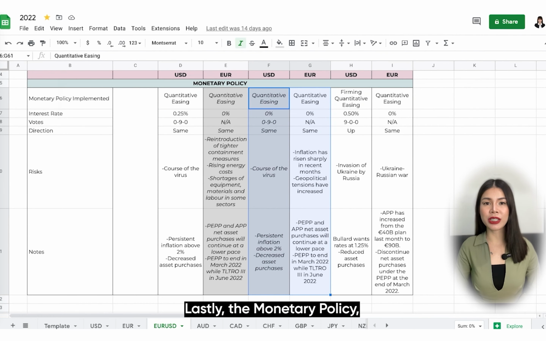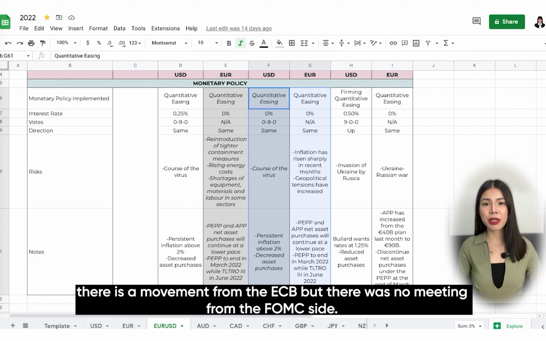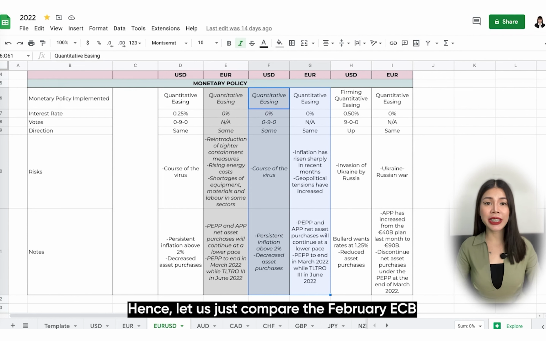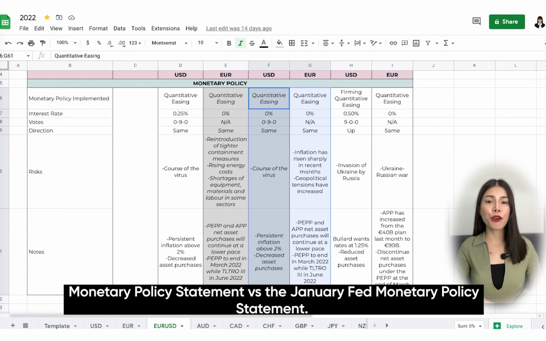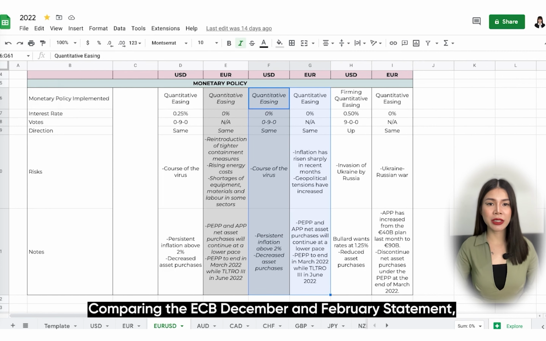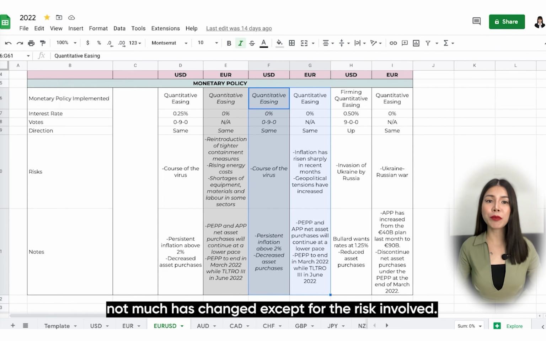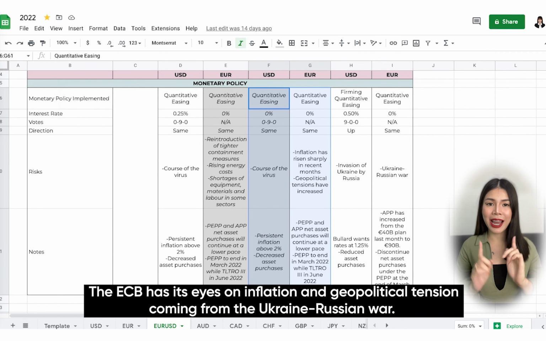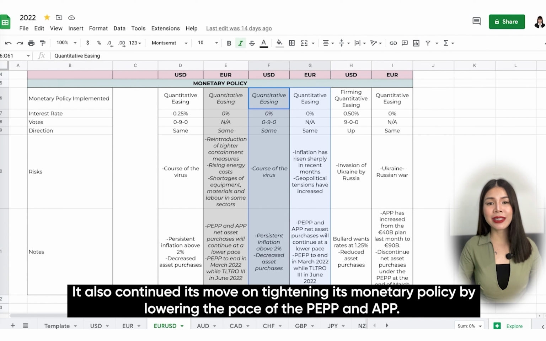Lastly, the monetary policy. There is a movement from the ECB, but there was no meeting from the FOMC side. Hence, let us just compare the February ECB monetary policy statement versus the January Fed monetary policy statement. Comparing the ECB December and the February statement, not much has changed except for the risk involved. The ECB has its eyes on inflation and geopolitical tension coming from the Ukraine-Russia war. It also continued its move on tightening its monetary policy by lowering the pace of the PEPP and APP.